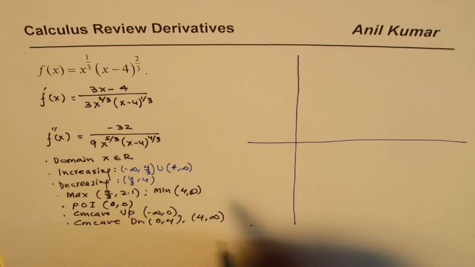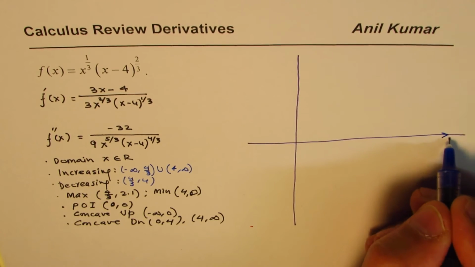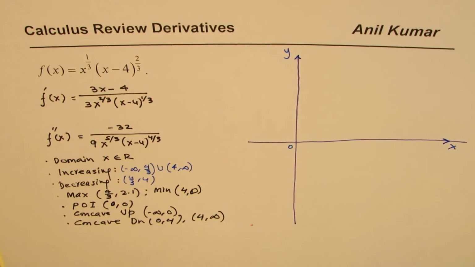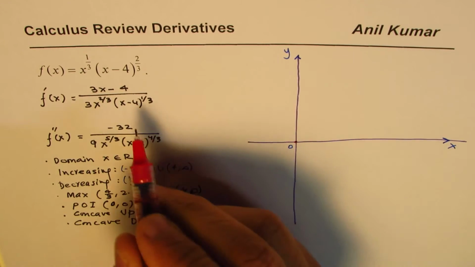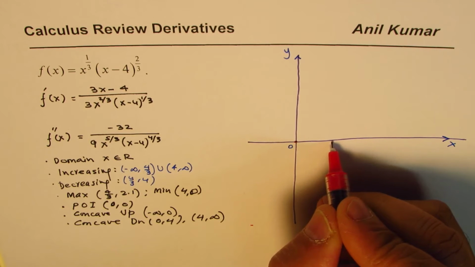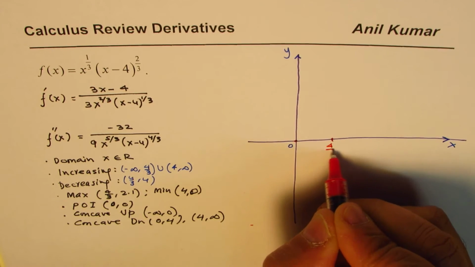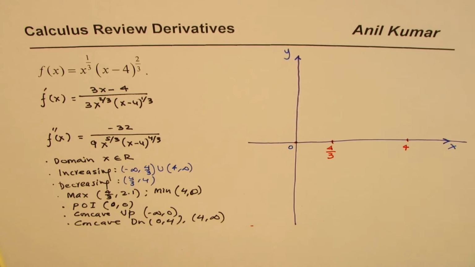The critical points which we are looking into are on the x-axis and the y-axis, that is the origin. The critical points are at 0, then 4 over 3, which is 1 point something. So let's say somewhere here is 4 over 3 for us, and then at 4, so somewhere here we'll keep 4 for us.